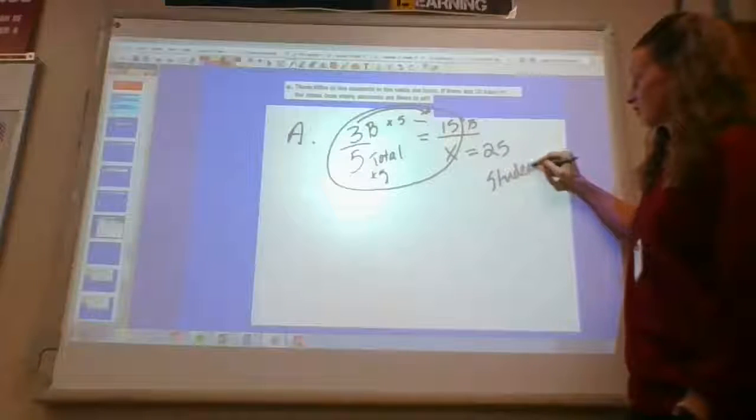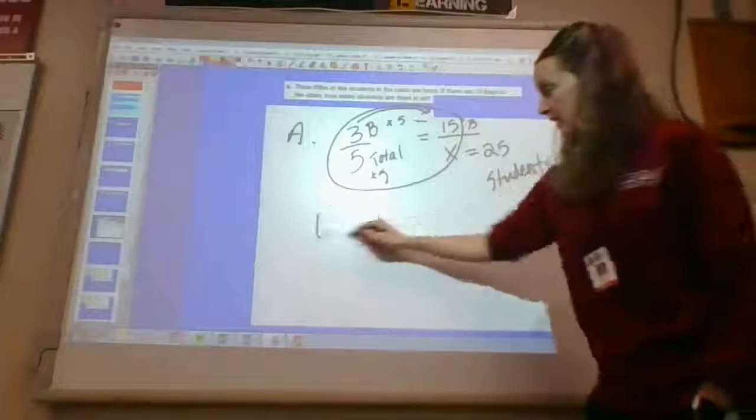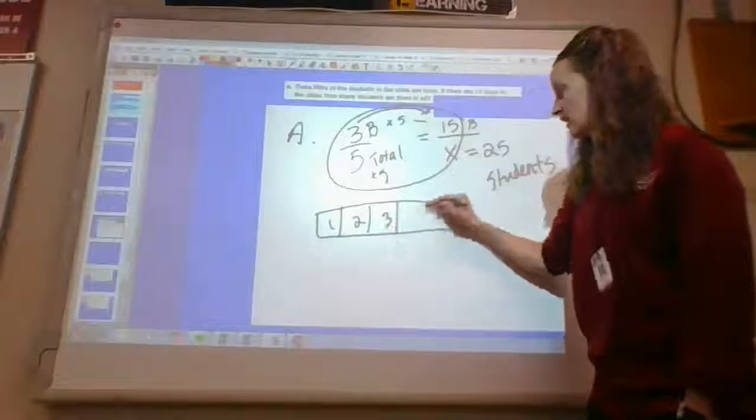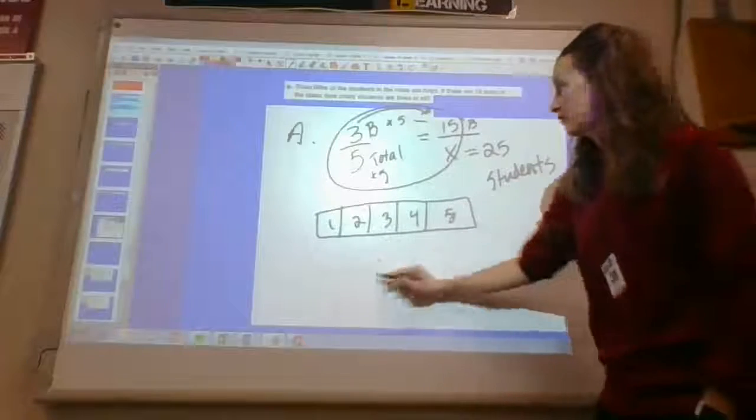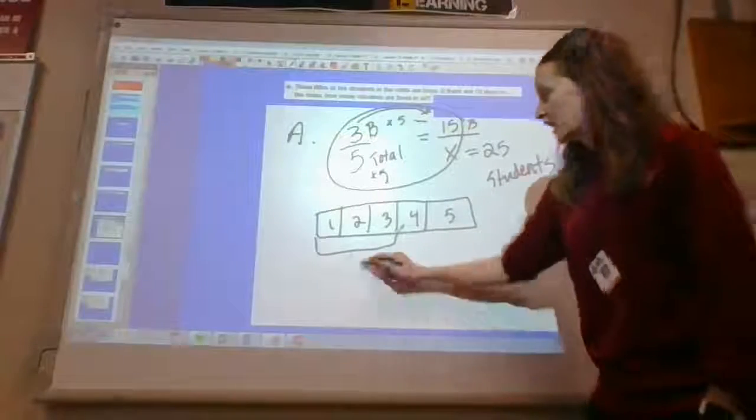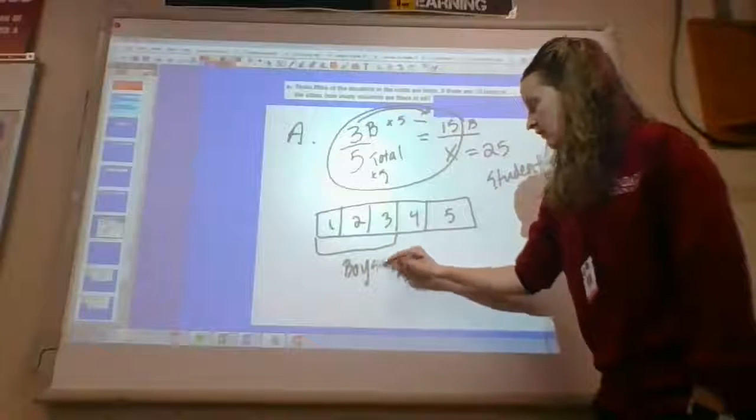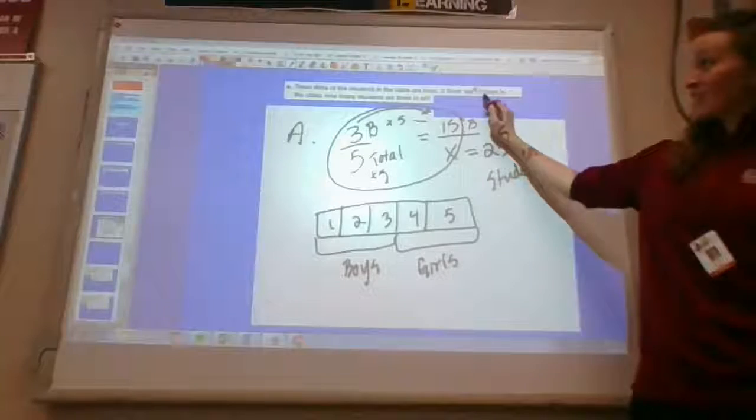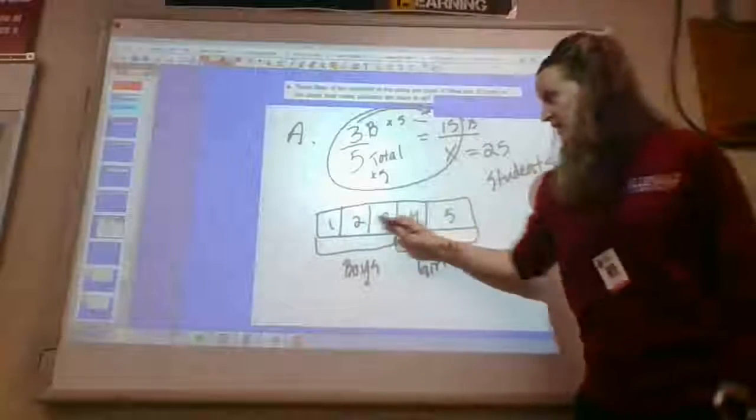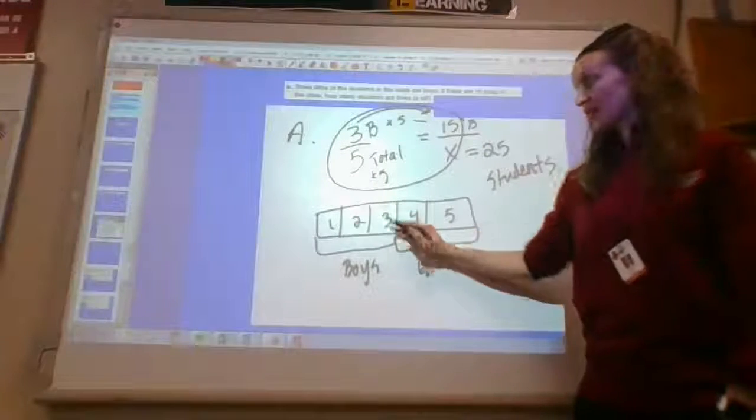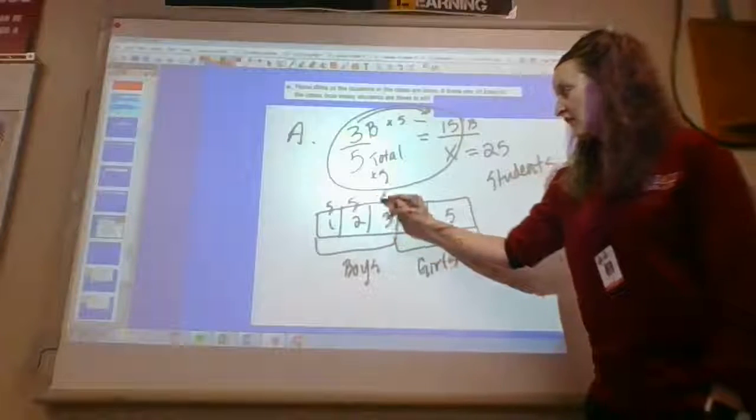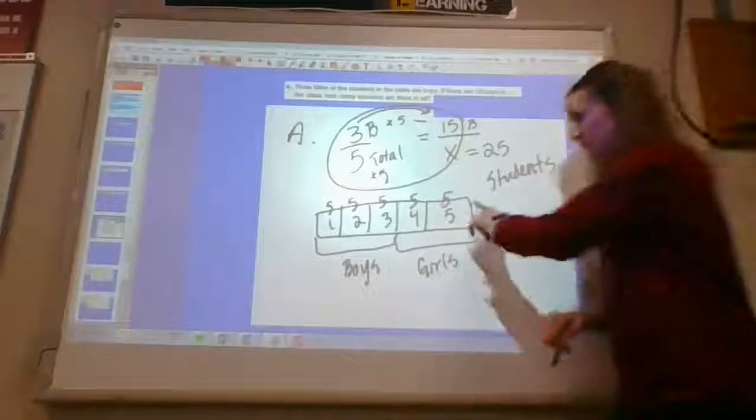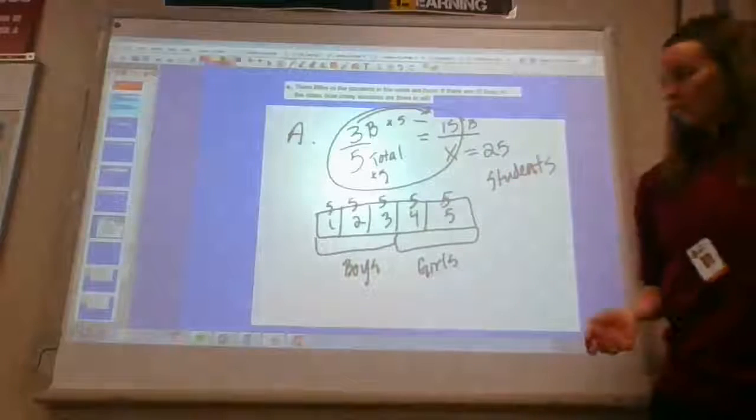Now, if you don't understand proportions, once again, diagram your statement. 1, 2, 3, 4, 5. There were 3/5 that were boys. Obviously then, these 2 are girls. And it said that there are 15 boys. 15 divided by 3, because there are 3 sections, 5, 5, 5. Then that means there's 5 here, right? And that means there's going to be 25 students total.